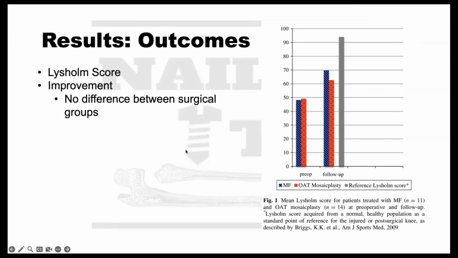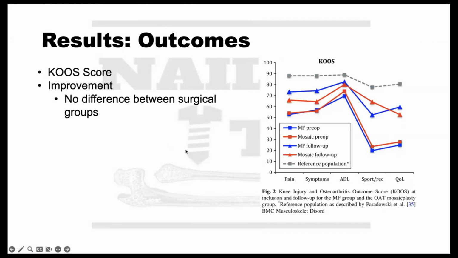We can go to the next slide. And this is kind of a similar story for all of the other outcomes. So when you're looking at the KOOS score, there's no differences between the surgical groups. However, all of them improved during the follow-up from their pre-op scores.